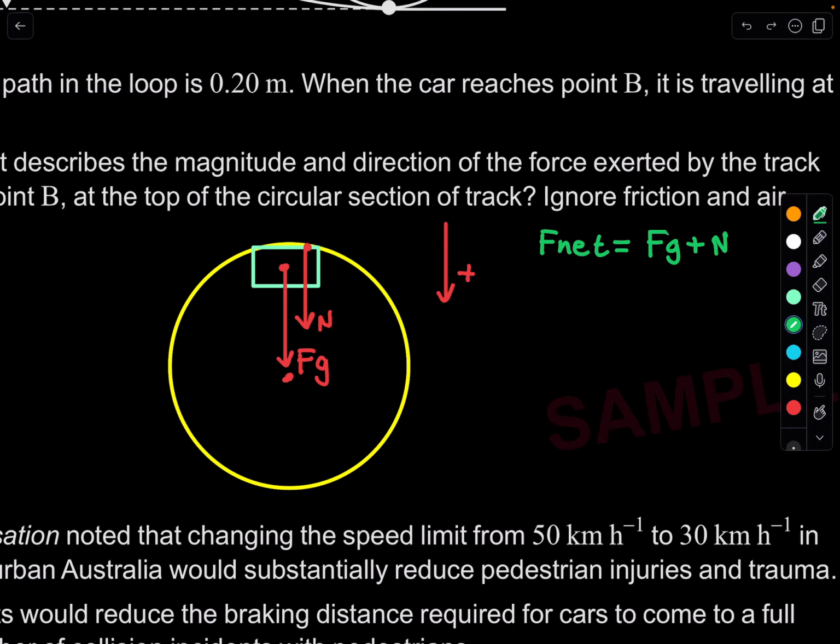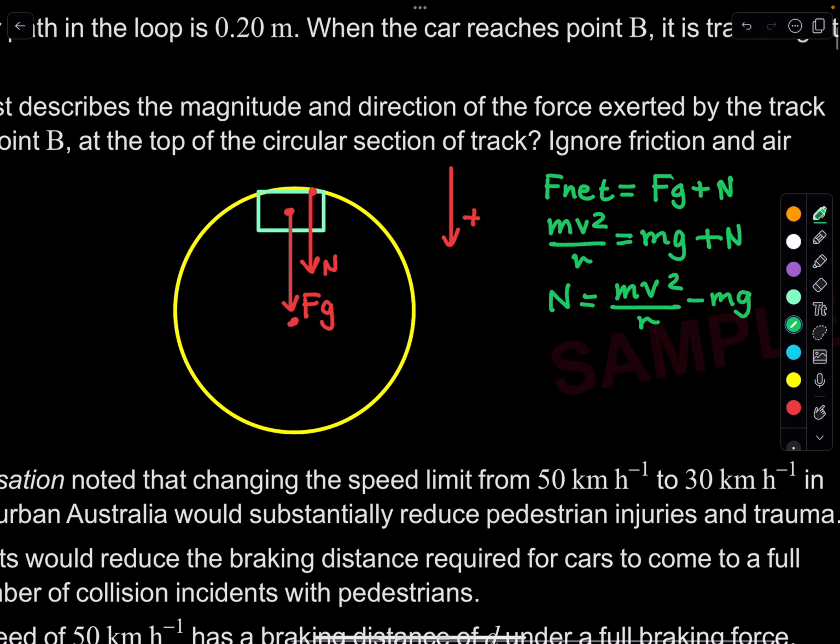All right, let's have a try at this. So F net is mv squared over r. Fg is mg, plus N. So N is mv squared over r minus mg.